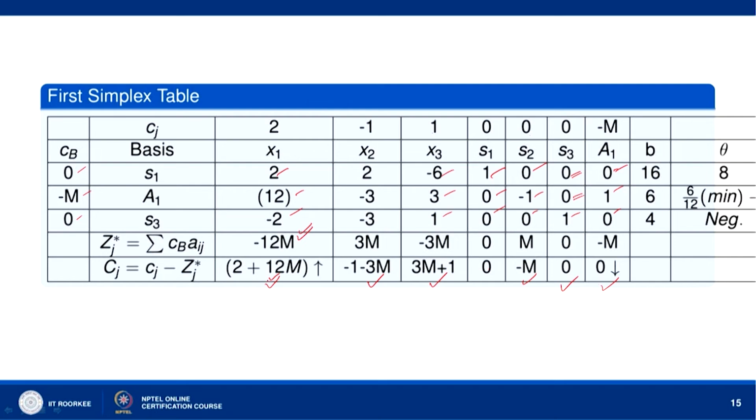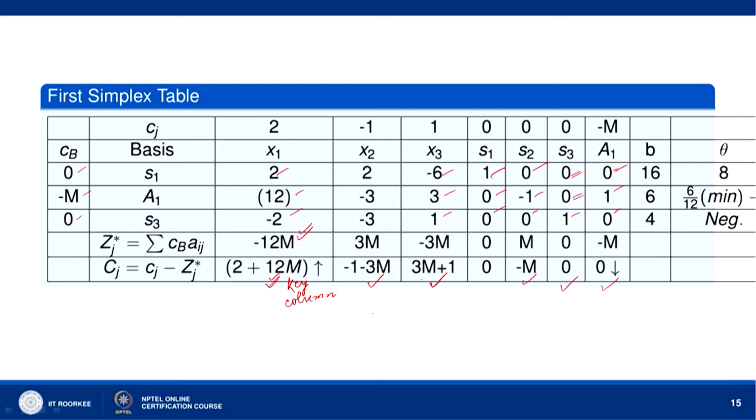Now, we can see M is very large. So, 2 plus 12M is the maximum Cj, which is positive. Of course, Cj is positive in this column also, so Cj is positive for j equal to 3 and j equal to 1, but C1 value is more than C3 value. So, this is our key column. Okay. So, this means that x1 will be the incoming variable.